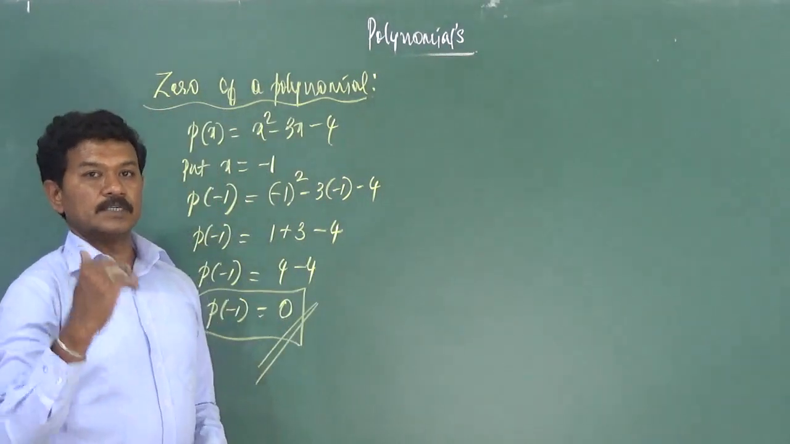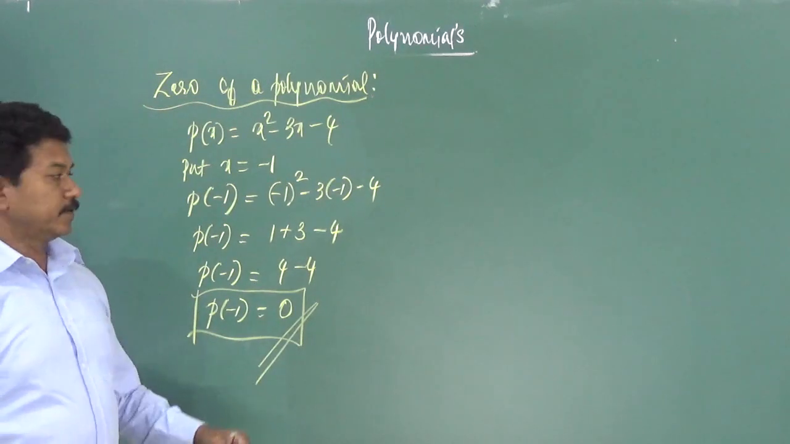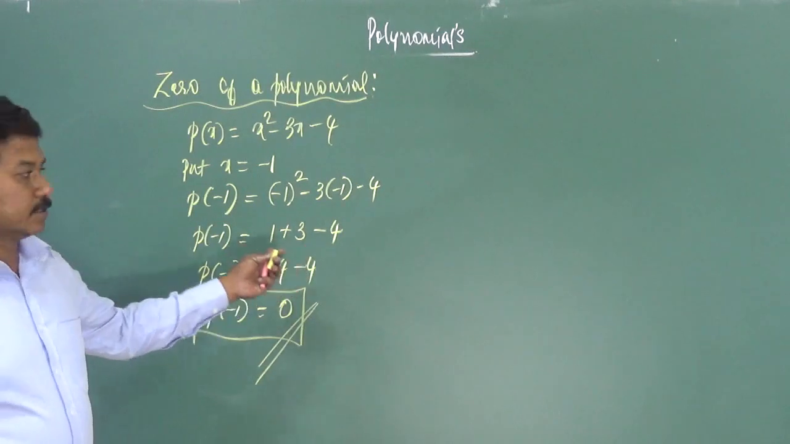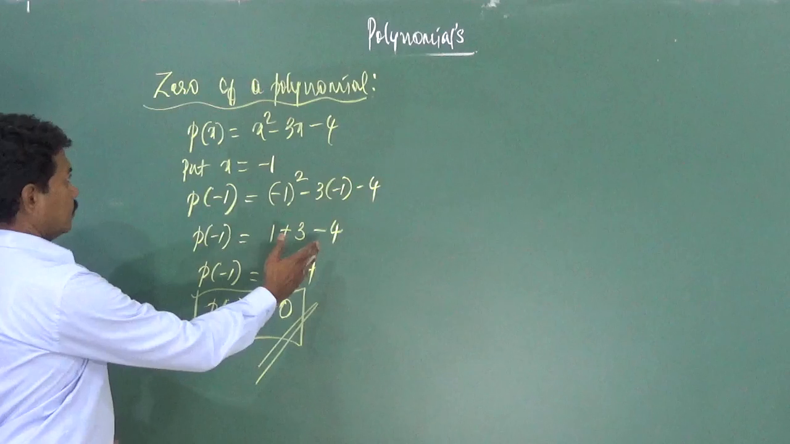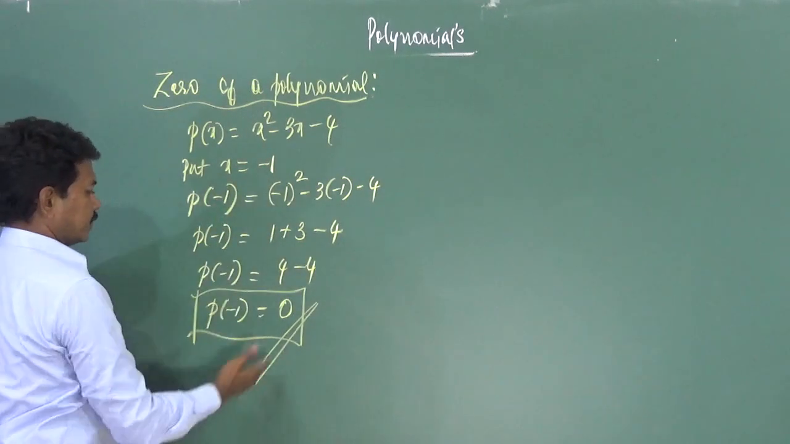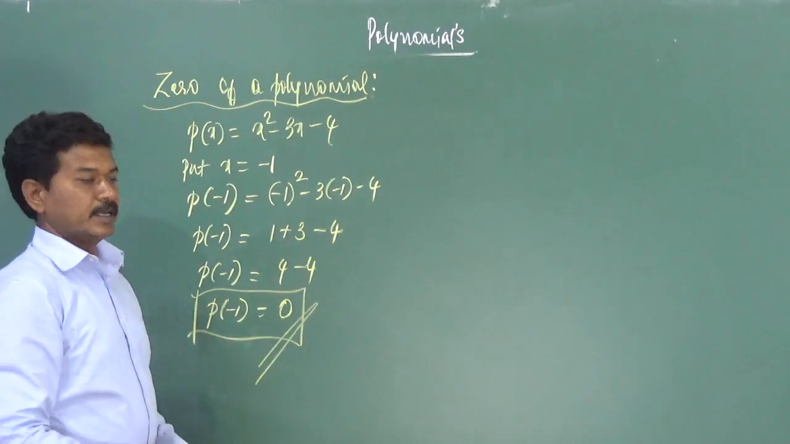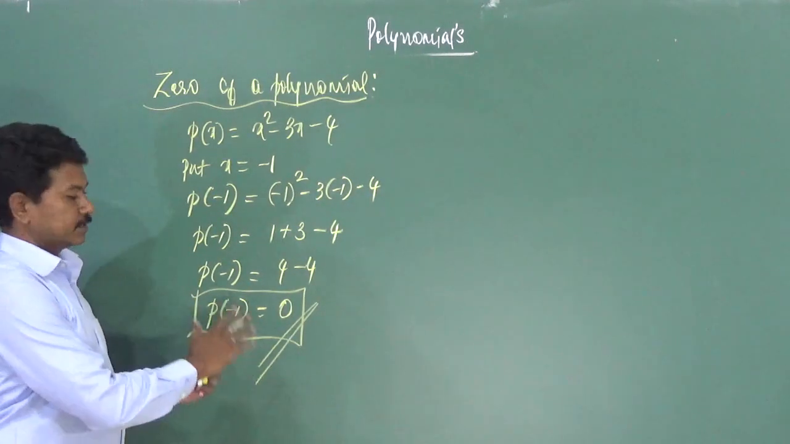So what is the difference there? If in p of x in the last problem what we substituted, we got some 6 and minus 6 as values. So in this polynomial we have taken x is equal to minus 1 and we have got 0. That's it. That's very important.